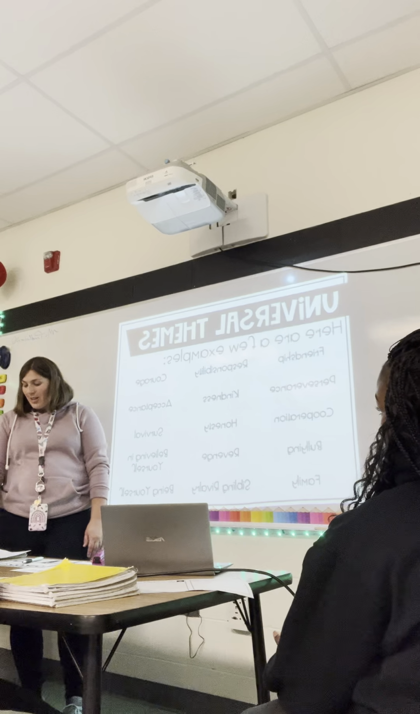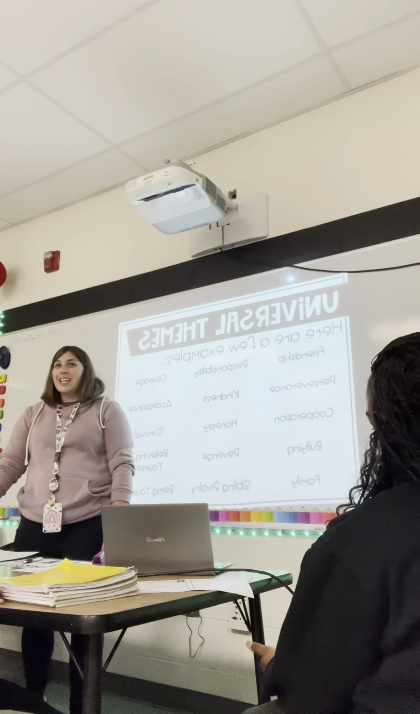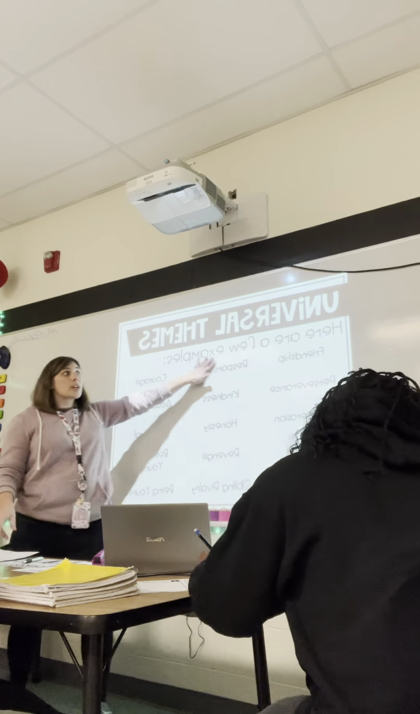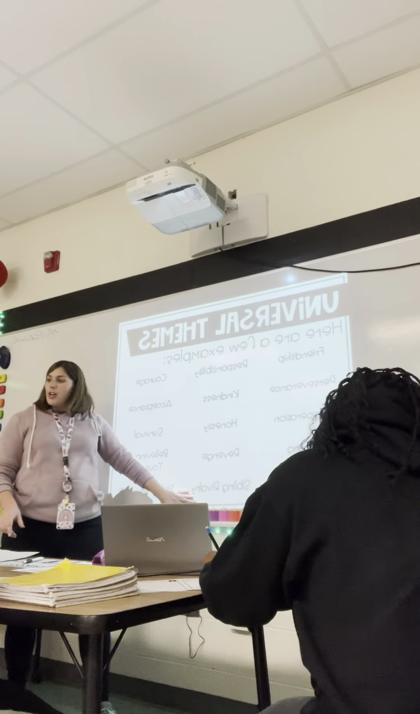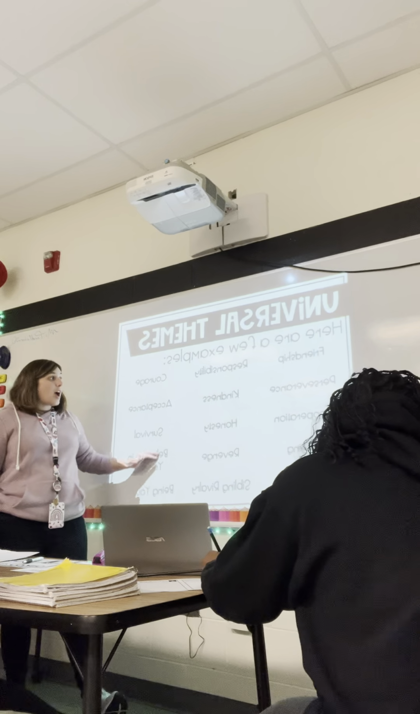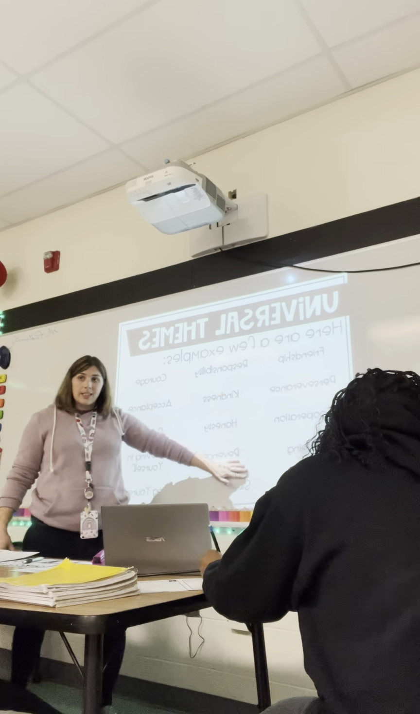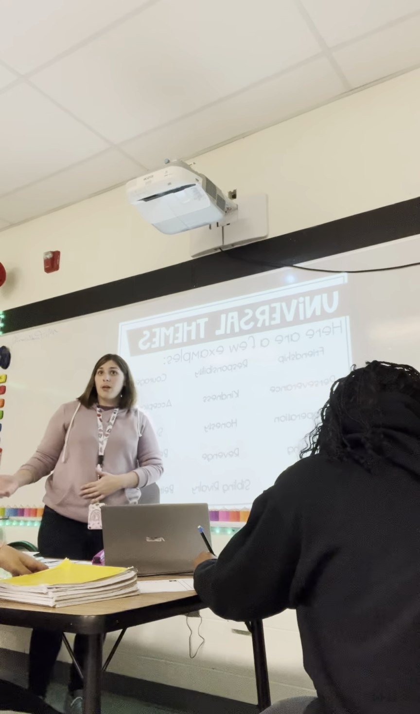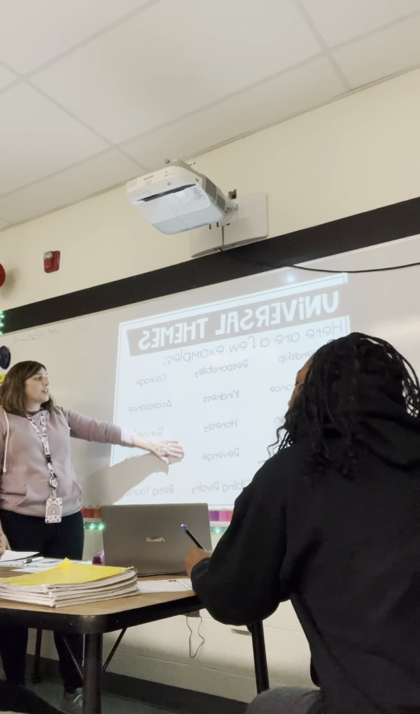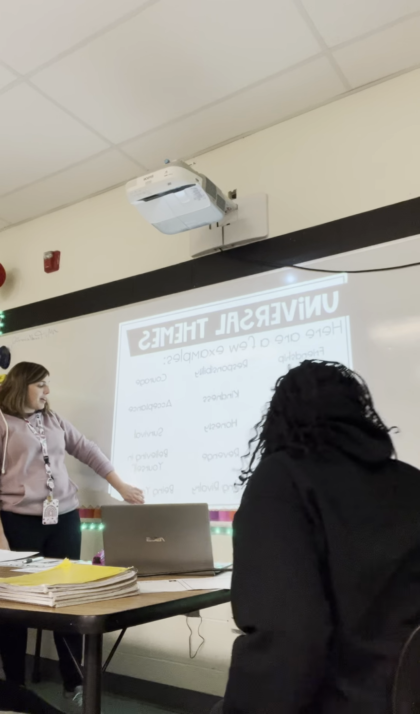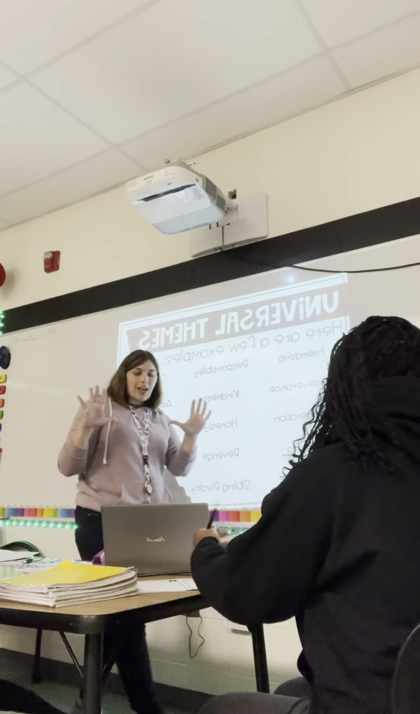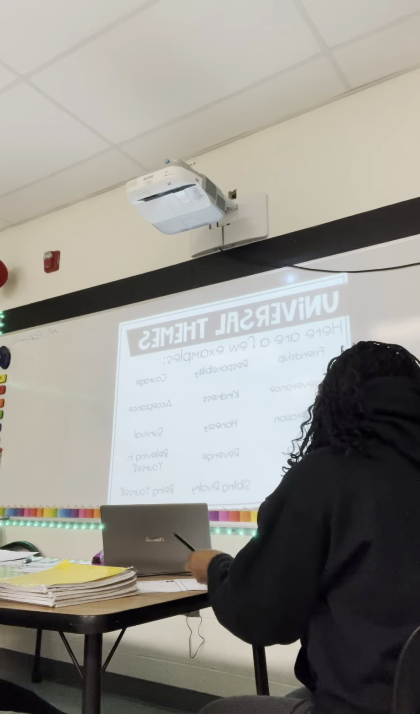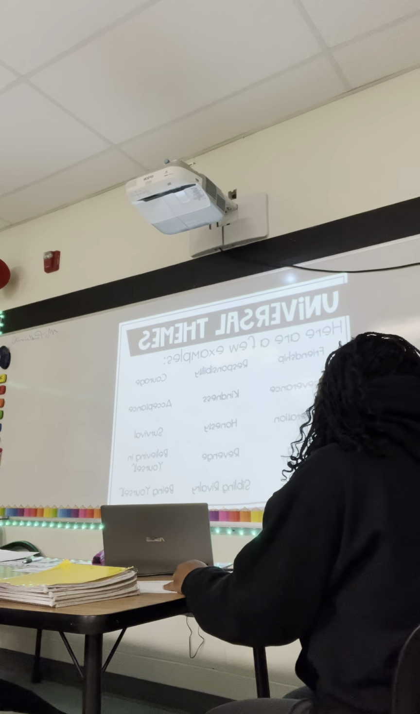Okay, 14. So, in this next box, it says write down 10 examples. Are you writing down every single one of these? No, 10 of them. You can pick from this list, but if you can think of other examples of universal themes, these are some examples. You're going to write down 10 of your choice. 1, 2, 3.